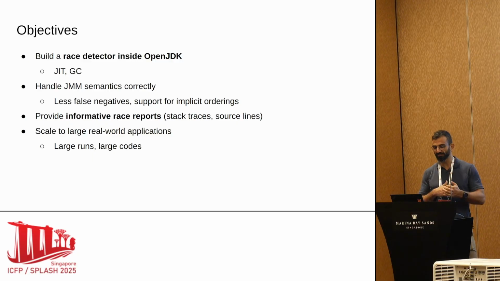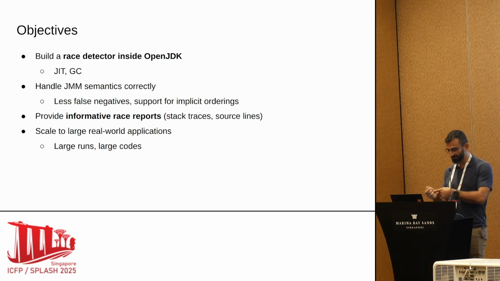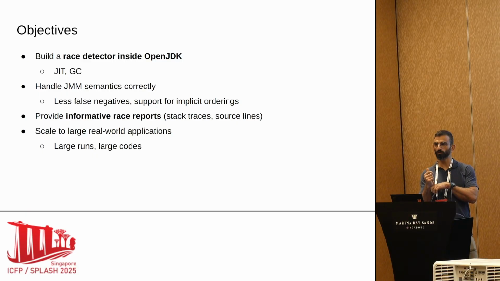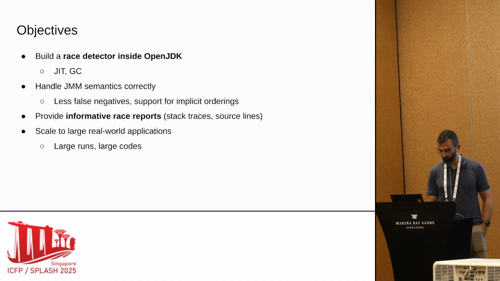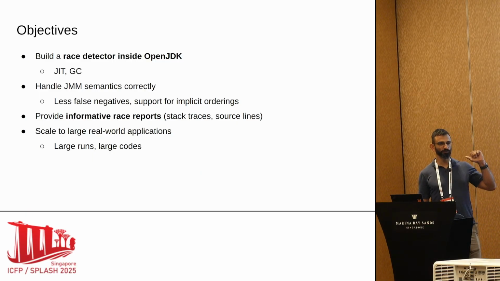And we want to handle the semantics correctly for the Java memory model, the JMM. And that hopefully will give you fewer false negatives, so you don't miss any races, and you get better support for things that will go on in reality. The other goal was to generate output that is very, very useful for debugging.